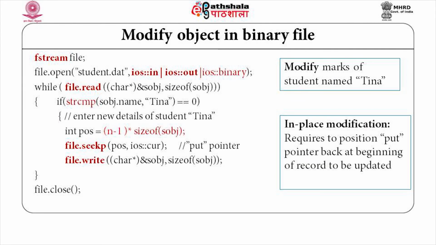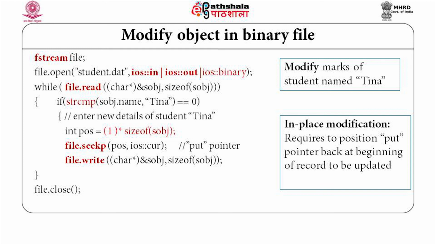Can we modify the objects in a binary file? Suppose I want to modify the marks of Tina, then it is possible and can be done in place. That means it may be modified at the same place. So, in this case the file is required to be opened in fstream, because we will read the data also and we will again rewrite after modification.